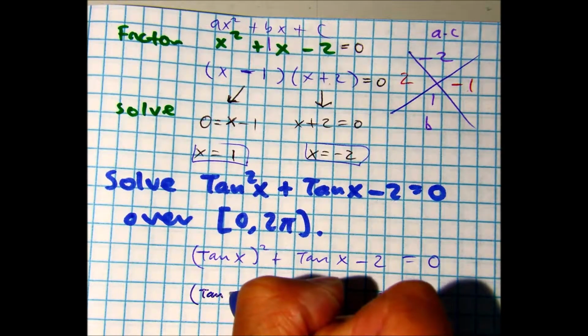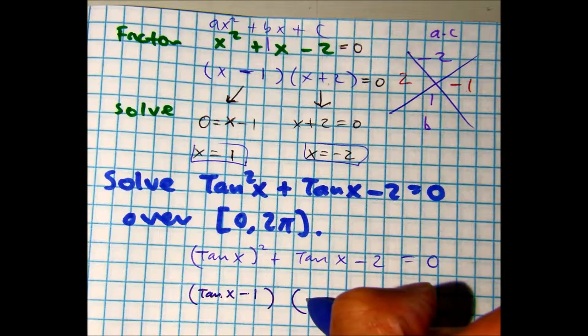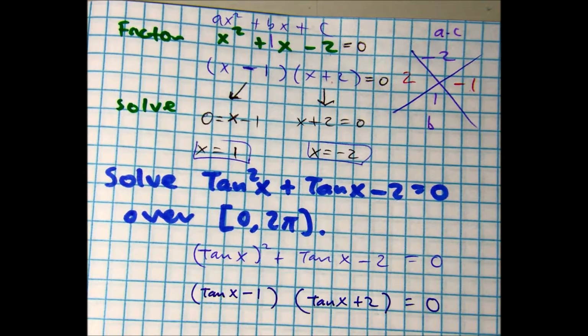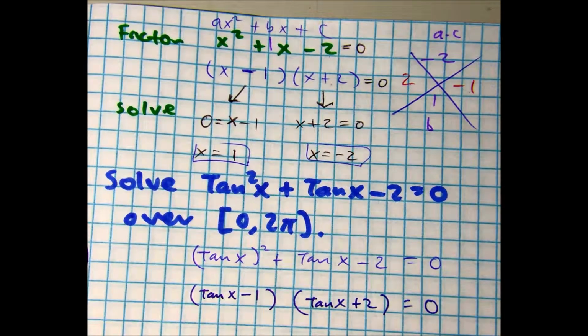Tangent x minus 1. And what's this one? Tangent x plus 2. We're doing the same thing we did up here, right? You can set this one equal to 0.